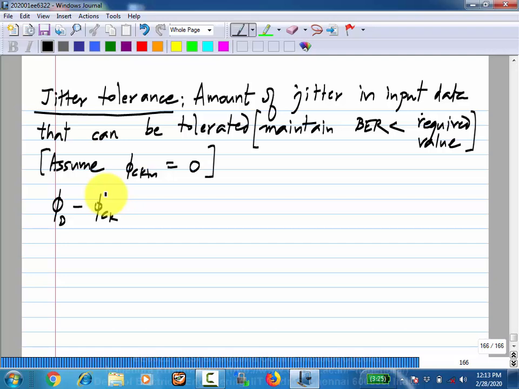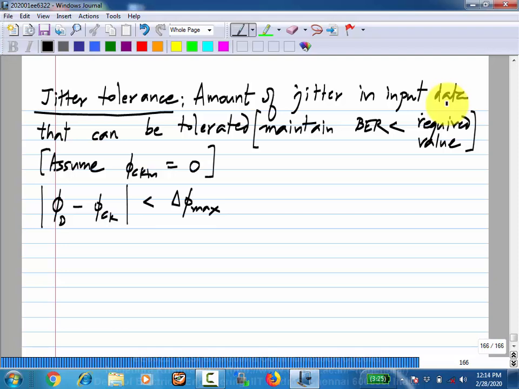You want the clock to be in the center of the data, and you want the absolute value of this to be less than something. I don't know what it is, but let's say less than pi by 8 or some number. So it is not exactly at the center, but it is not moving away from the center by more than a certain value. This is whatever phase deviation you can tolerate. So if you go beyond this phase deviation, the bit error rate exceeds a certain value. Okay, so this is what you will have to calculate.